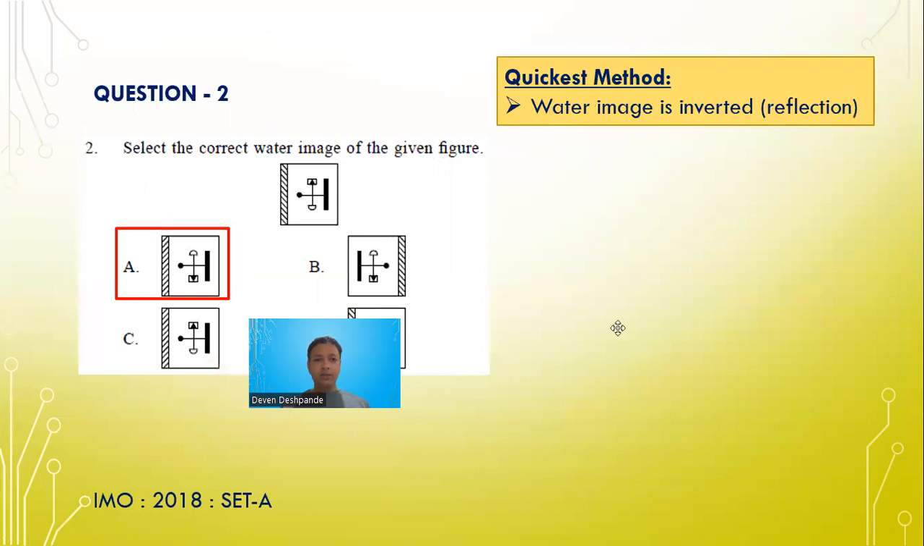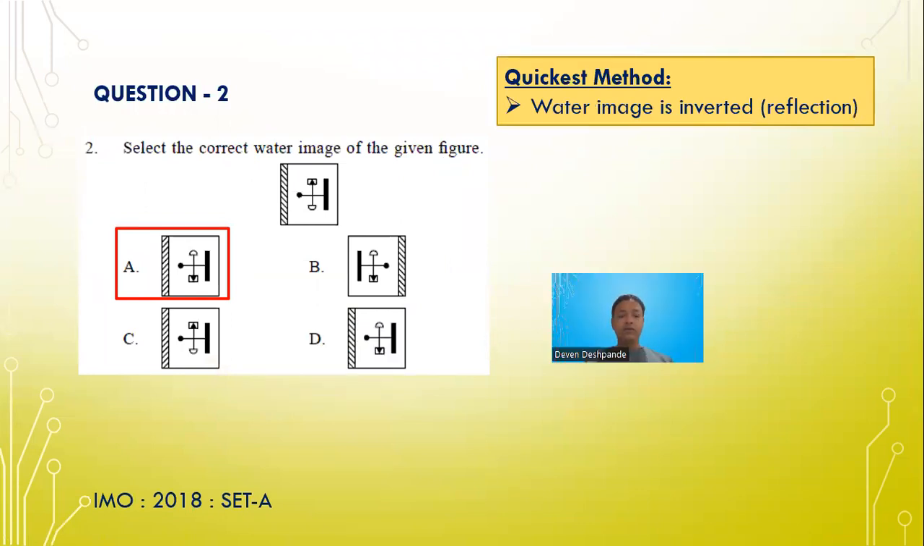Okay, next one: select the correct water image of the given figure. Water image is reflection, isn't it? Water image is inverted, it is reflection. So when you invert this, what's going to happen is this thing is going to come down and this thing is going to go up, isn't it? So the only image where this is correct is this one, where the arrow which was pointing upwards will point downwards. And this semicircle at the top, which was pointing downwards, will now point upwards. So option A is the correct option.